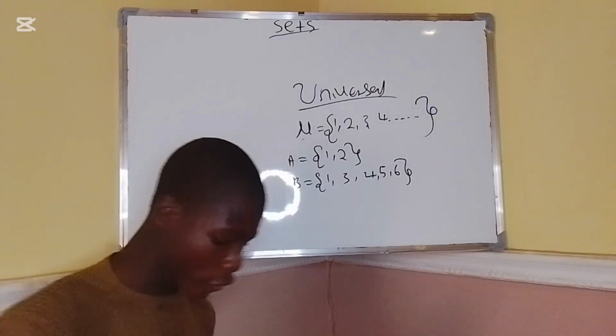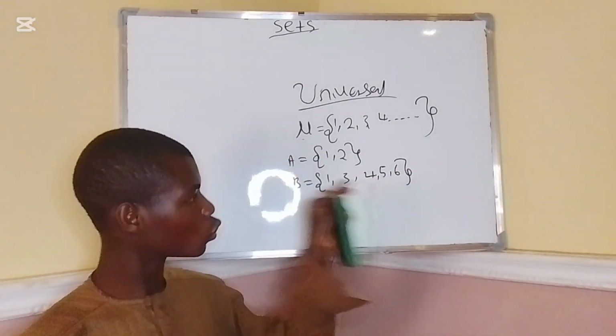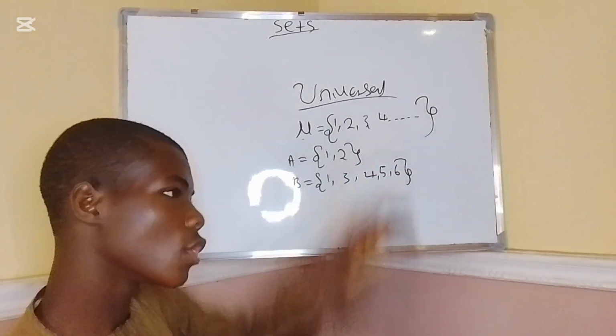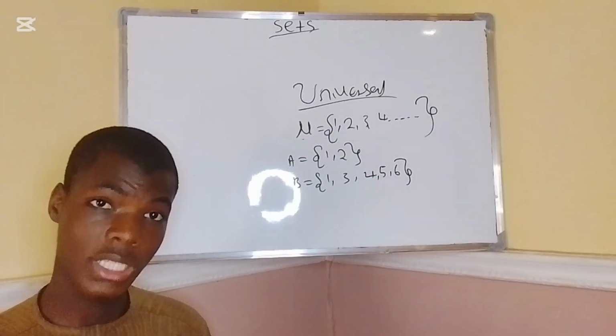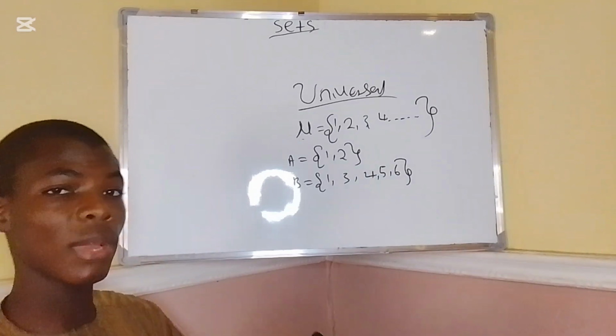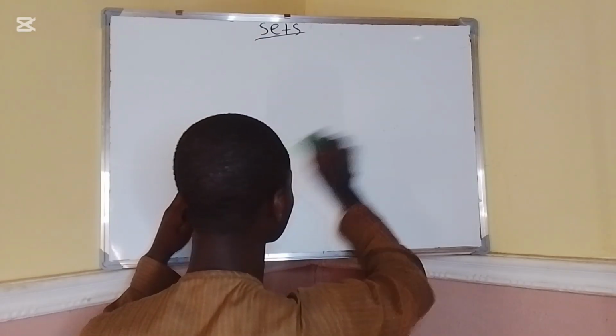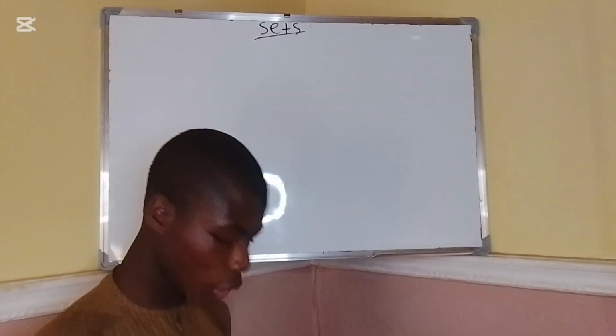Let's say 6. So as you can see, 1, 2, 3, 4, and 5 are contained in the universal set. The universal set is just a set that contains all the elements inside A and inside B. Let me show you and explain.